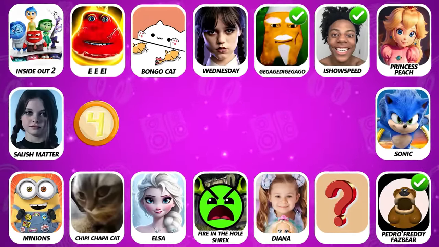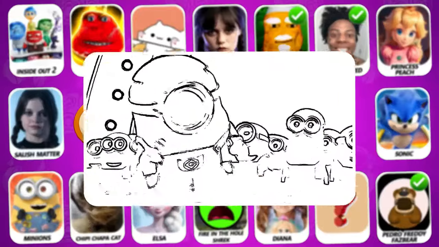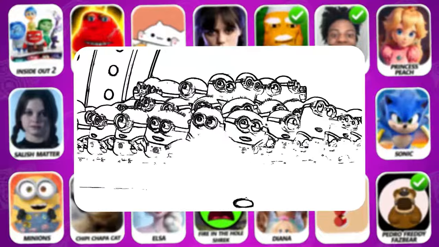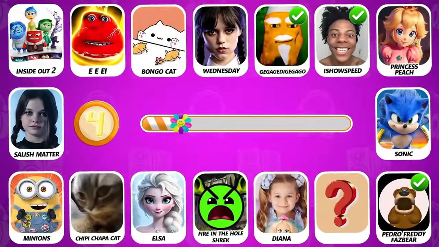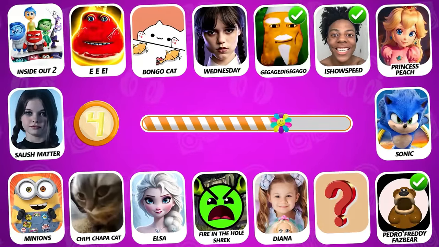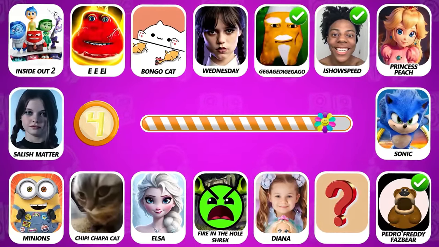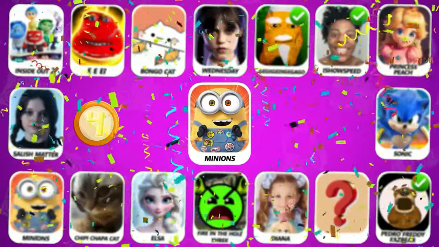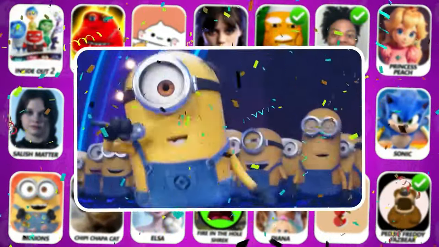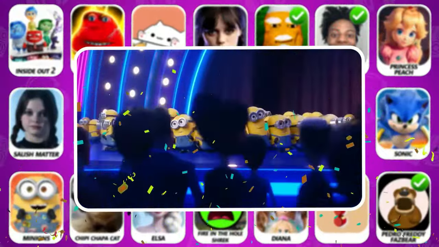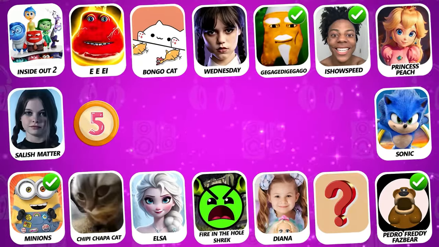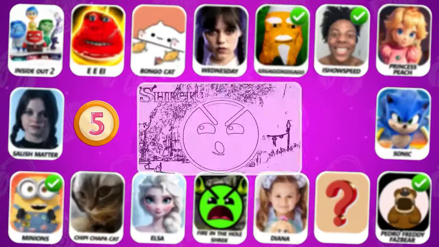Number 4. Can you guess who are singing? Woo! That's great! They're minions! Number 5. Do you remember this character?